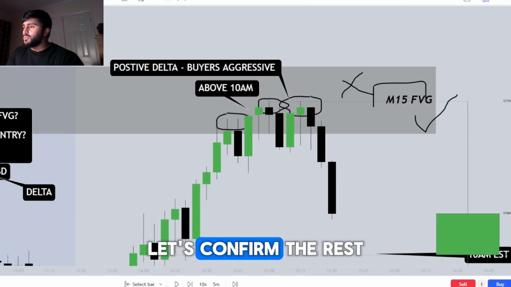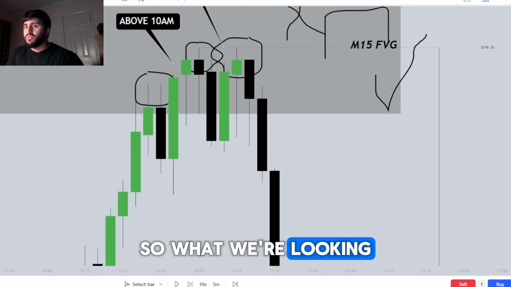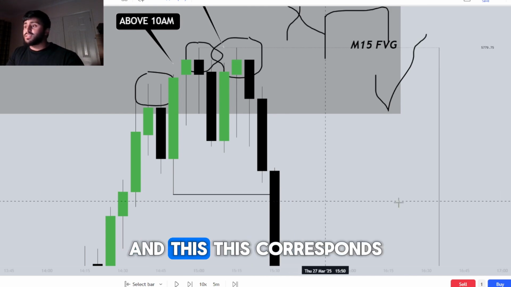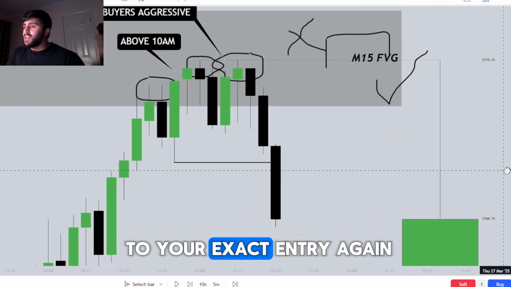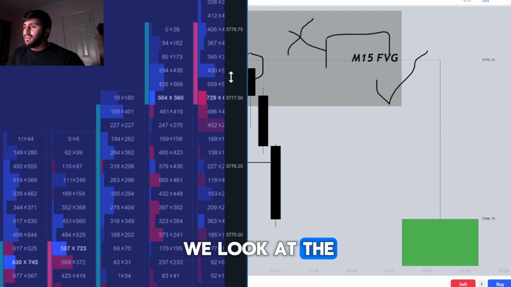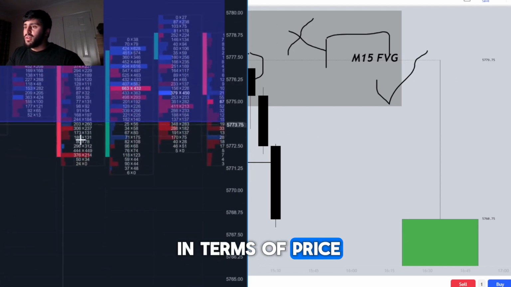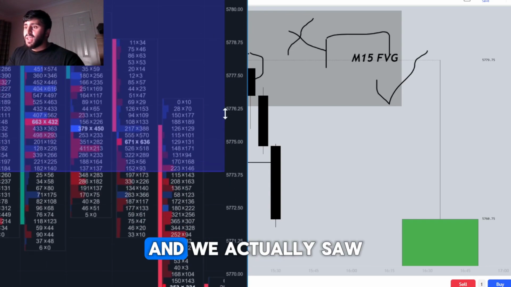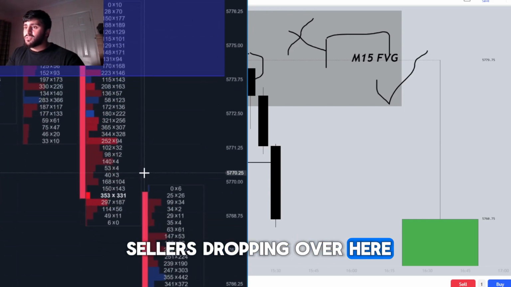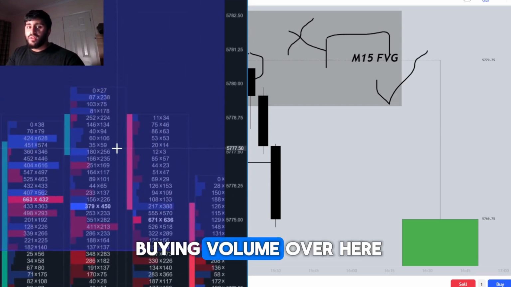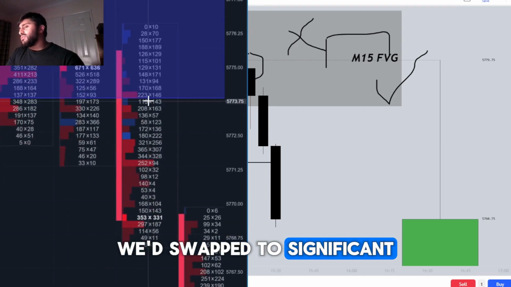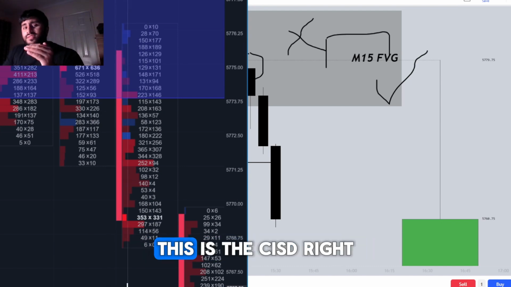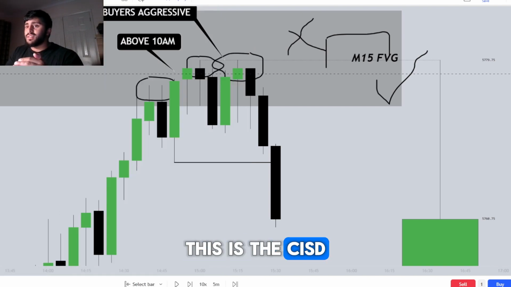Now from here, let's confirm the rest of our CISD. What we're looking for now is a minor break in this region. So this is your break, and this corresponds to your exact entry. Again, if we look at the candles over here and what was actually happening in terms of price, we saw buyers step in over here, the buyers failed, and we saw sellers drop in over here. So we had significant buying volume over here, which swapped to significant selling volume. This was the candle that showed the shift in the order flow. This is the CISD that you're looking for.